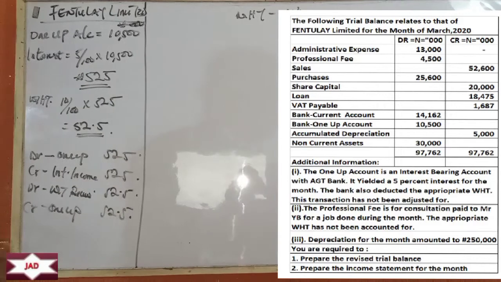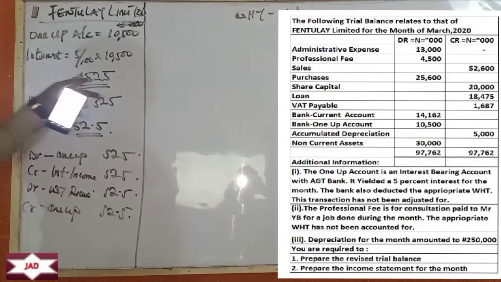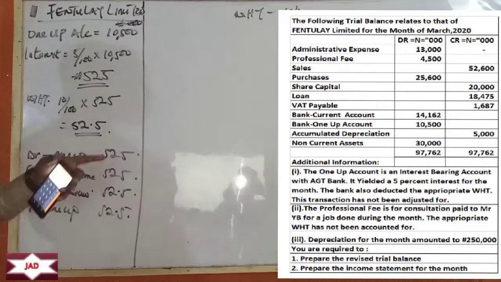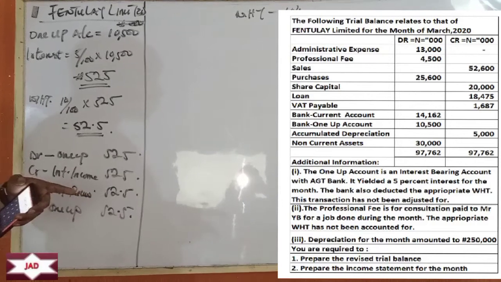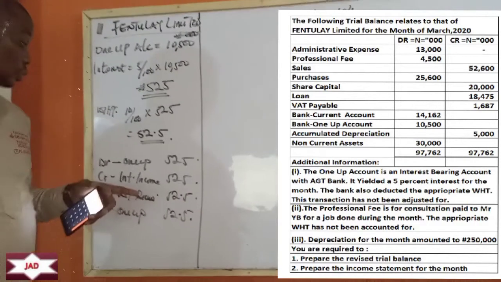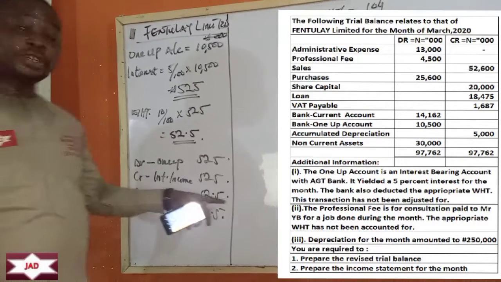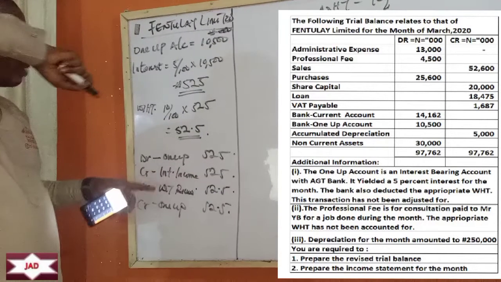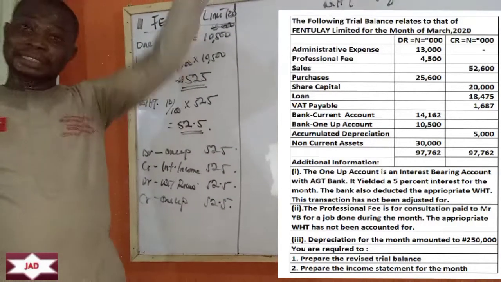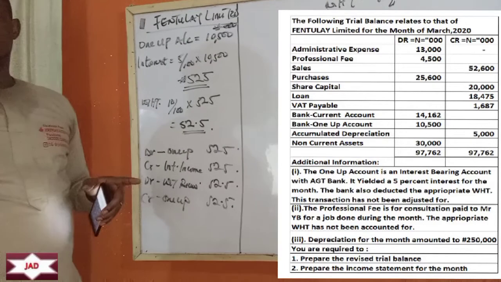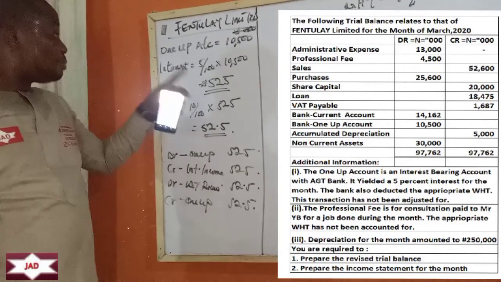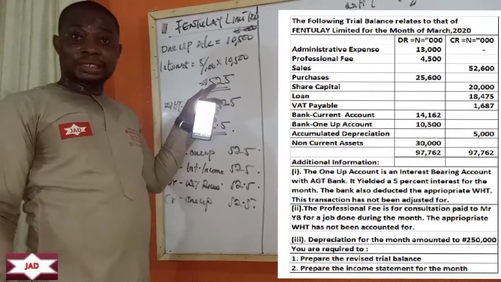What I'm saying here is that the bank gave you an interest of 525, but the bank now deducted withholding tax. Okay? Withholding tax of 52.5. So the bank will have to go and remit this to who now? To the revenue service. So the bank is going to what?